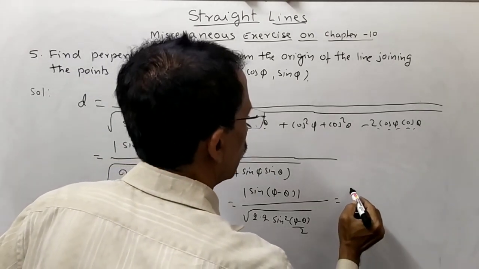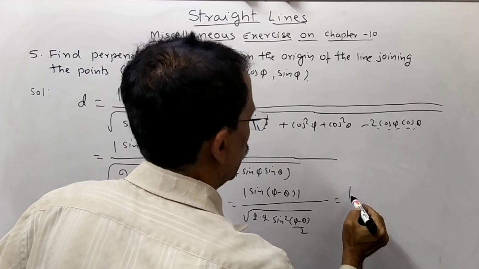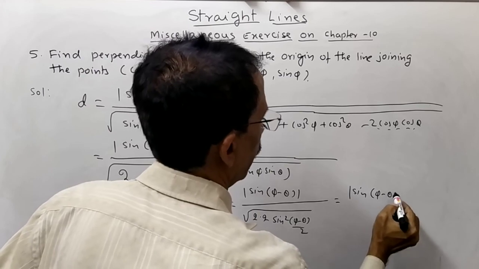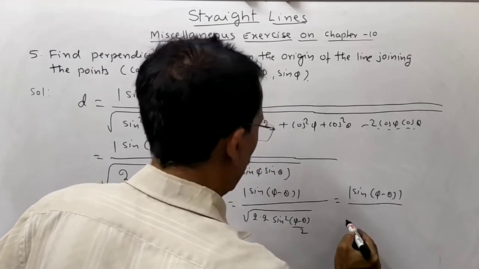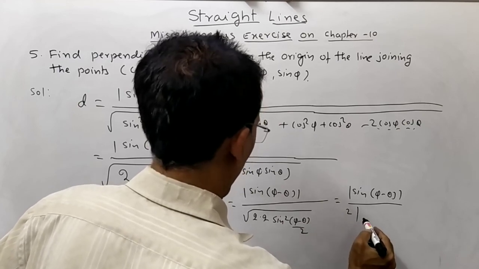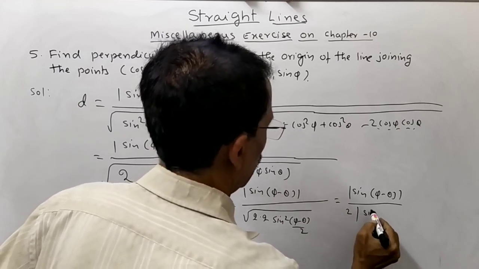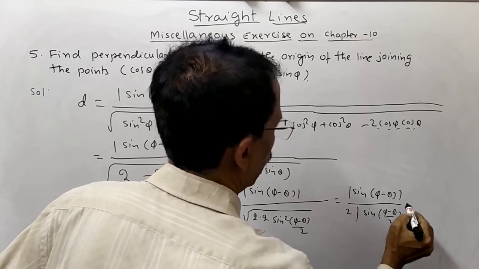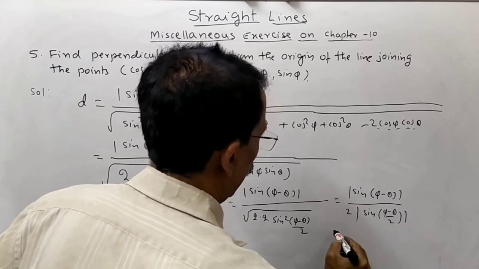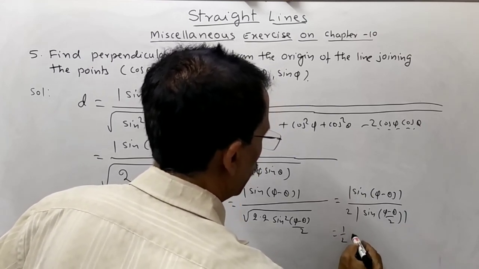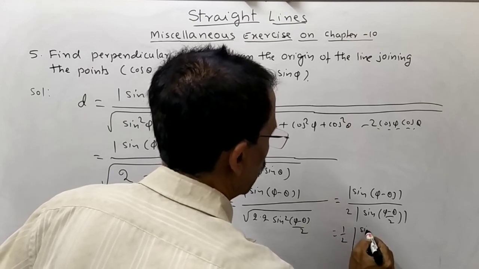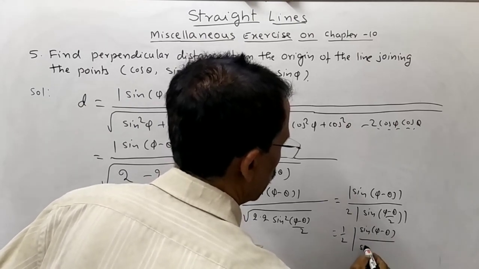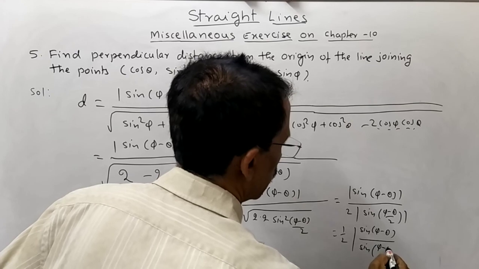Therefore, absolute value of sin(phi minus theta) divided by 2 into absolute value of sin (phi minus theta) by 2, or we can write this as 1 by 2 into absolute value of sin(phi minus theta) divided by sin (phi minus theta) by 2.